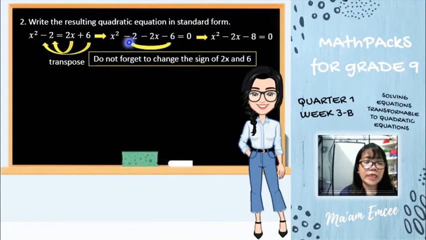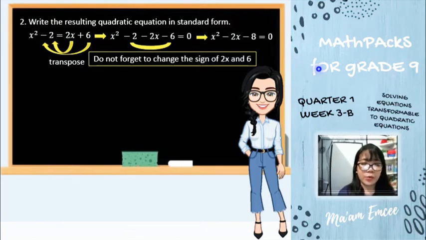Since they have the same sign, we can just add them and we copy their common sign. So 2 plus 6 is equal to 8. Their common sign is negative. That is why we have negative 8 or minus 8. So this is now our quadratic equation in standard form. x squared minus 2x minus 8 is equal to 0.